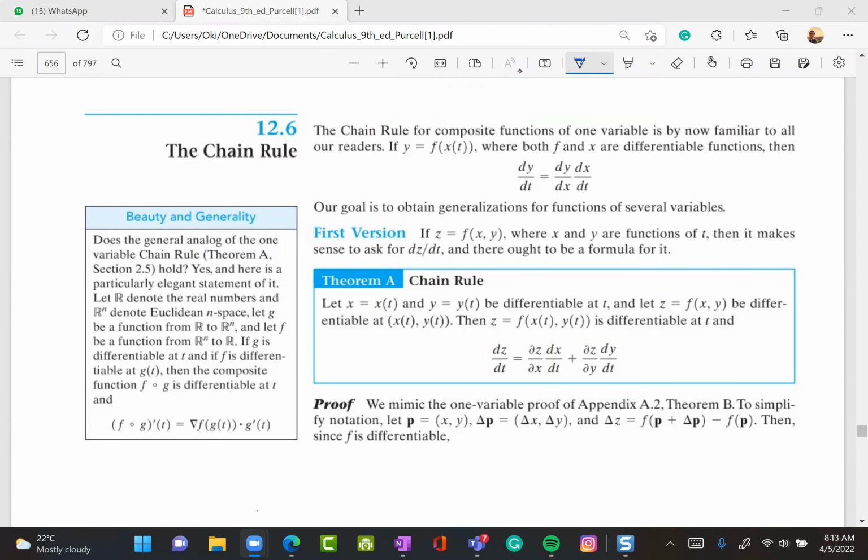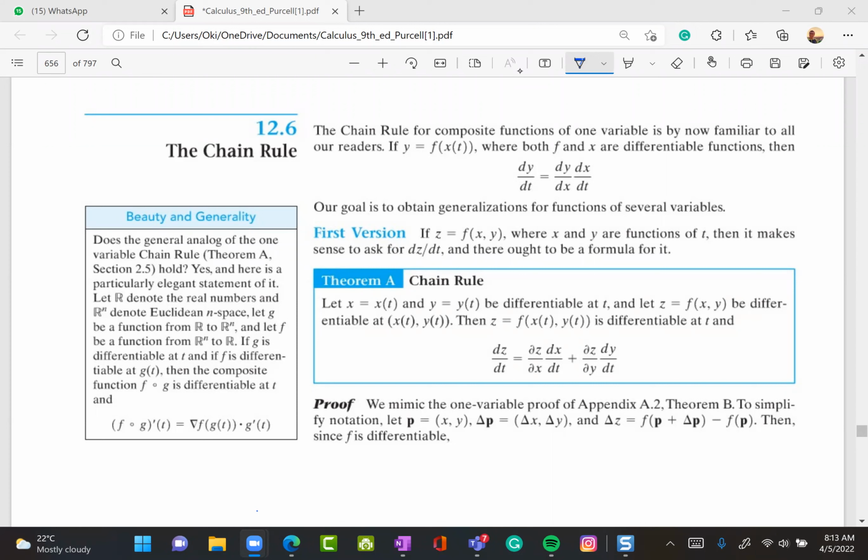Okay, so let's start with the chain rule. You know, the chain rule is a derivative of compositions. Earlier, last semester, we learned the chain rule for functions of one variable. Now we have more than one variable. So in this context, what does the chain rule look like?